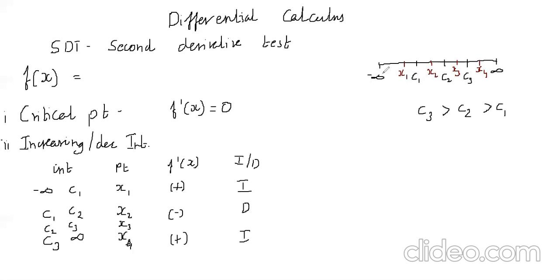And for finding increasing or decreasing interval, we have to take any one point. So take the point in such a way that it will be very easy for the calculation. And if the value comes positive, it is increasing. If the value comes negative, it is decreasing.